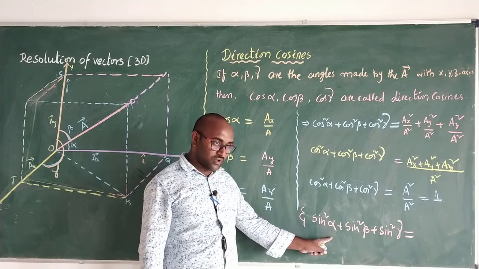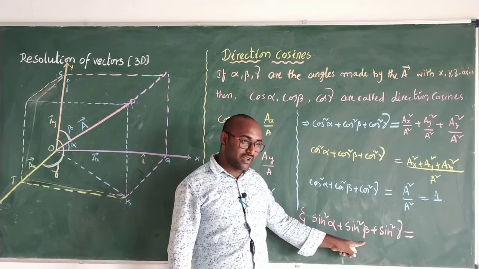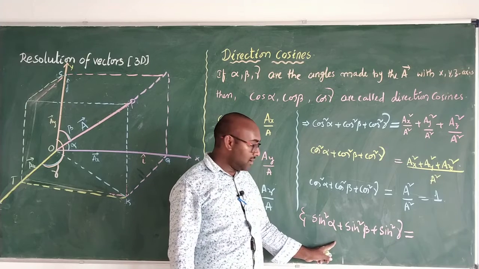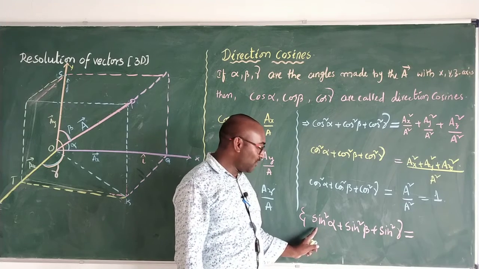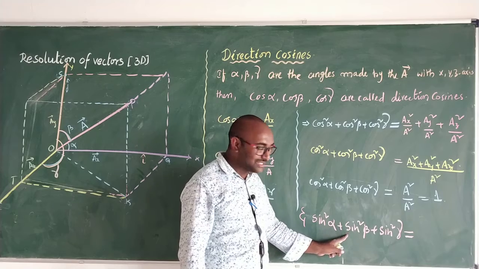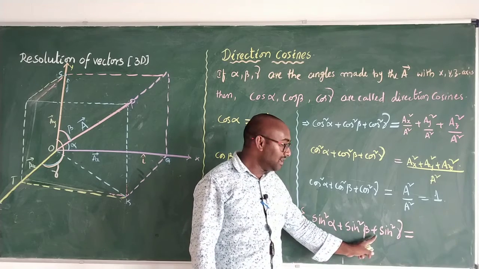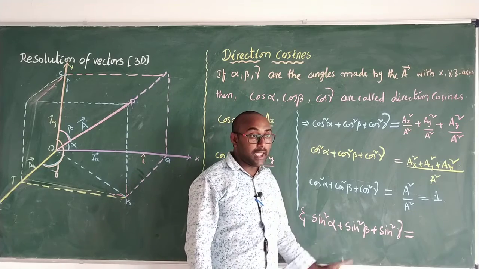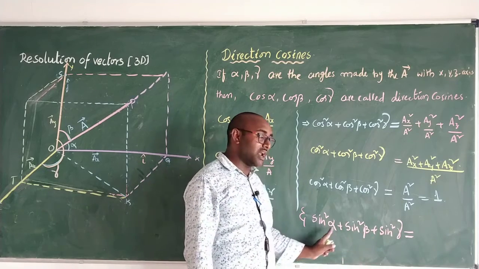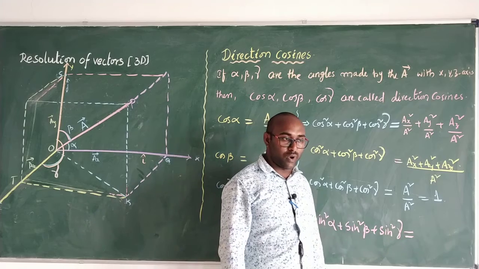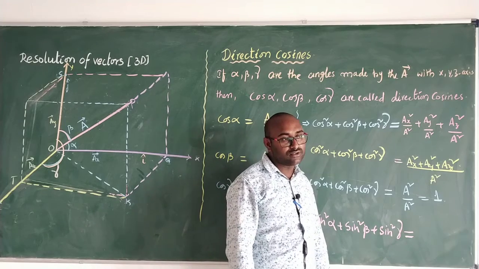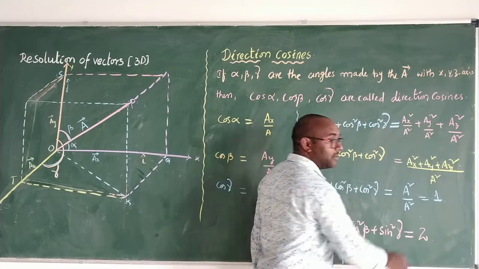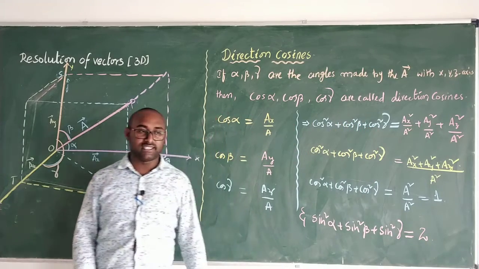So 1 minus sin square alpha plus 1 minus sin square beta plus 1 minus sin square gamma, which is 1 minus cos square alpha plus 1 minus cos square beta plus 1 minus cos square gamma. That means 1 plus 1 plus 1, 3, minus cos square alpha plus cos square beta plus cos square gamma, which is 1. 3 minus 1 is equal to how much? 2. It's very important for your exams.